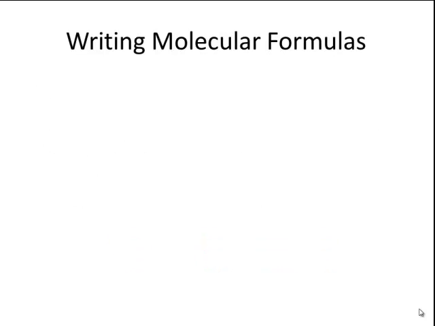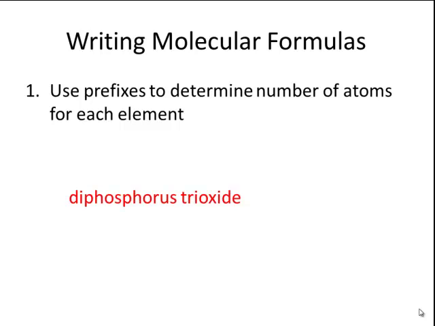Writing molecular formulas is just as easy. All I need to do is look at the name and use the prefixes to determine the number of atoms for each element. So diphosphorus trioxide, the prefix di means 2, so there'll be 2 phosphoruses, and trioxide means 3 oxygens, so P2O3. Although this is really simple, it's easy to get writing molecular formulas confused with writing ionic formulas.